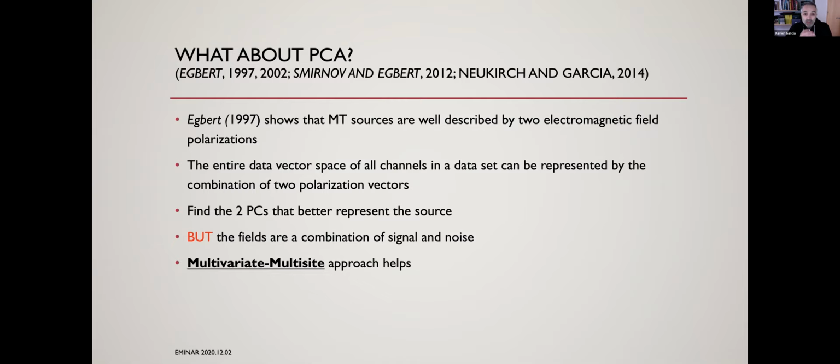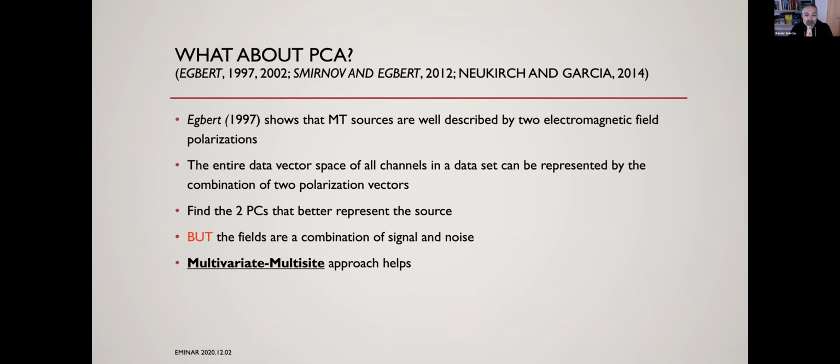So what about PCA? This work has been done by Gary Egbert, Maxim Smirnov, and more recently, Mike Neukirch and myself in 2014. Gary Egbert in 1997 showed that the magnetotelluric sources are well described by two electromagnetic field polarizations. That means that the entire data vector space of all channels in a data set can be represented by the combination of two polarization vectors. The only thing we need to do is find the two principal components that better represent the source. The only problem, and it is always the debate, is that the fields are a combination of signal and noise.